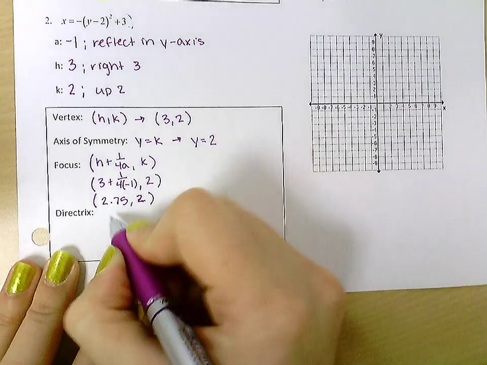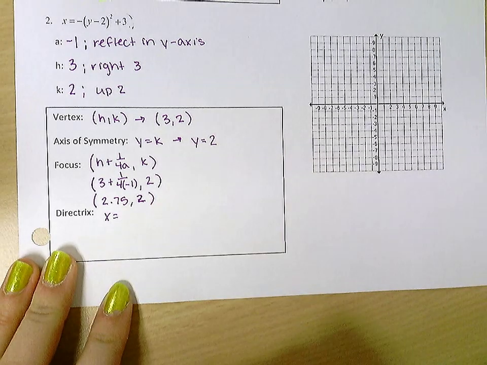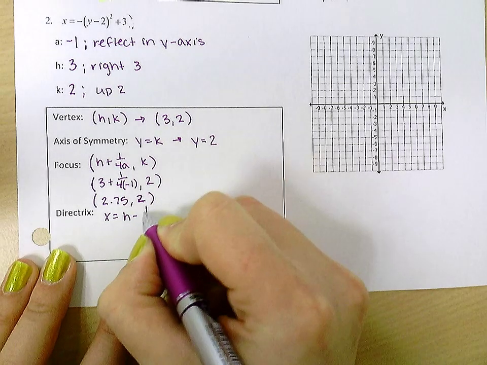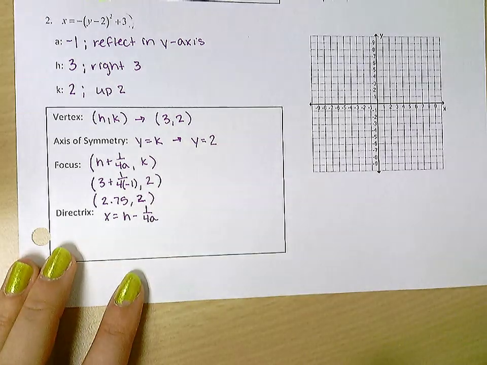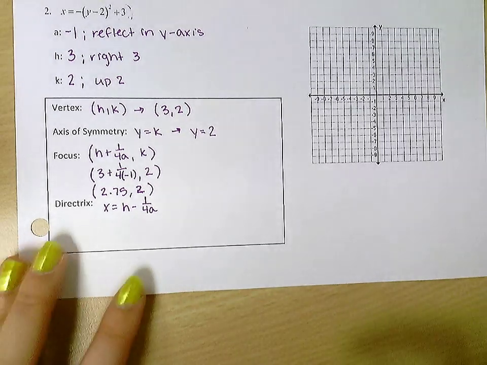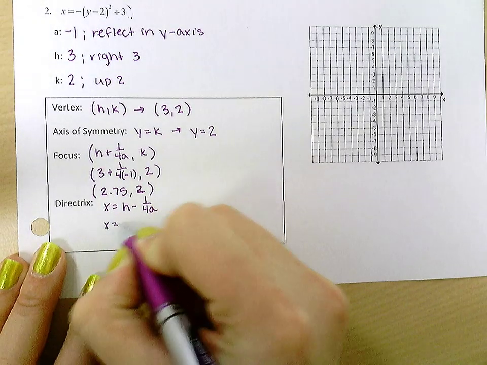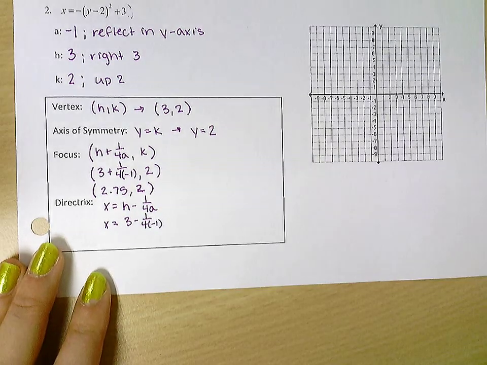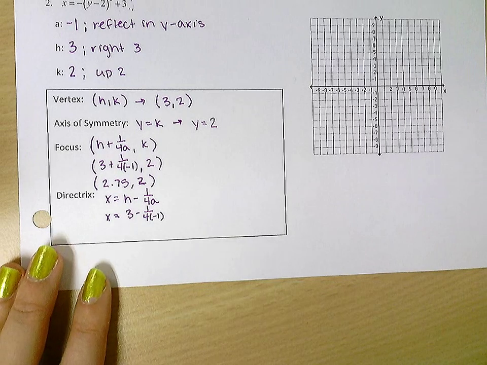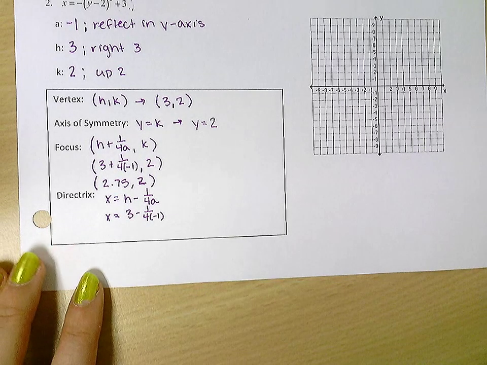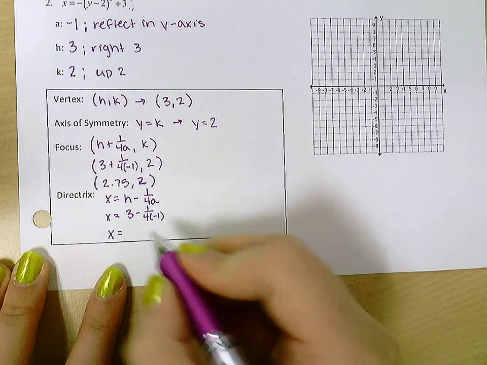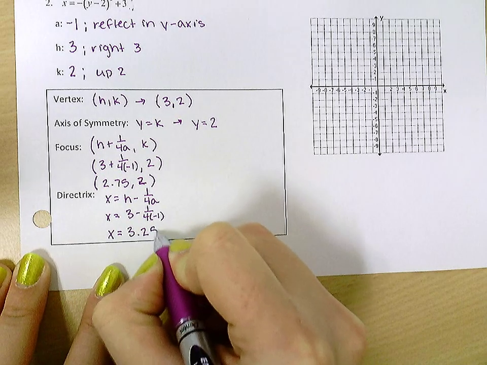Then with our directrix, again, that is in the chart. Your directrix equation is x is equal to h minus 1 over 4a. Again, we can just plug those in. So we have x is equal to 3 minus 1 over 4 times negative 1, so we end up with x is equal to 3.25.